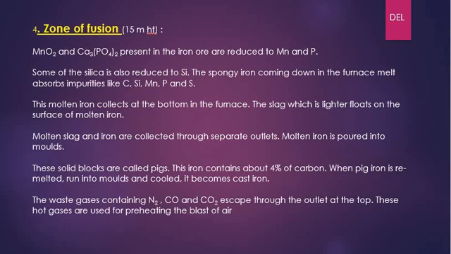The molten iron is collected from the bottom of the furnace, and the molten slag is collected from a separate outlet. Molten iron is poured into molds so that it solidifies, and the blocks formed after solidification are called pig iron. It contains 4% of carbon, and the pig iron is remelted and cooled down to turn into cast iron.